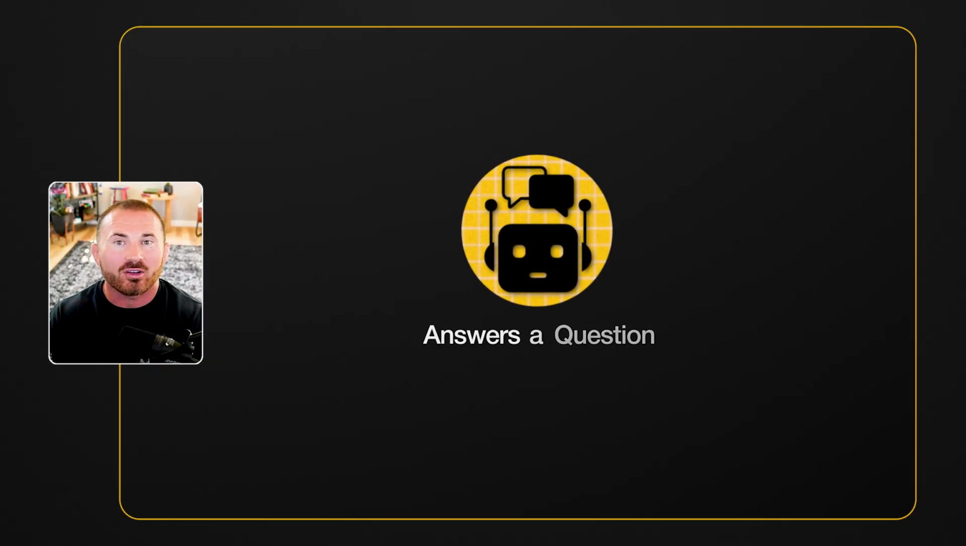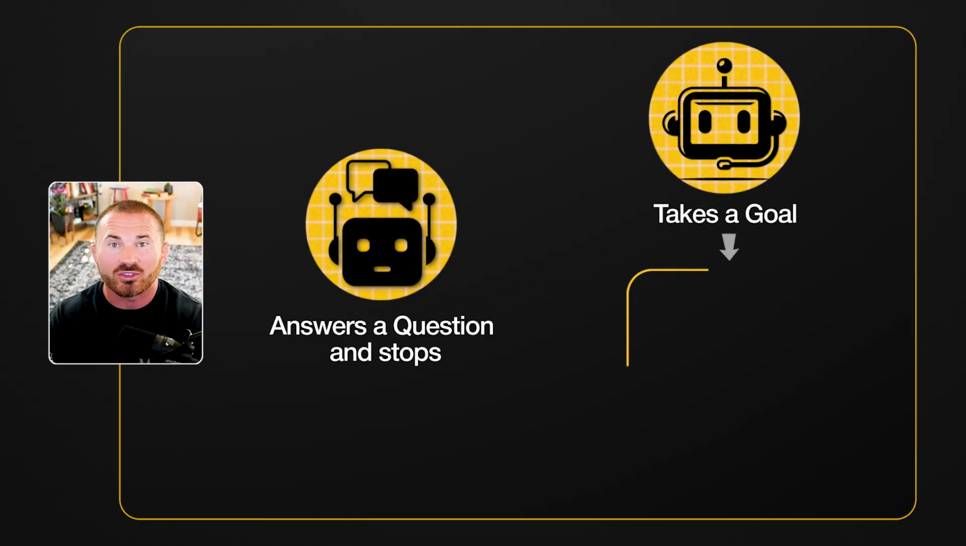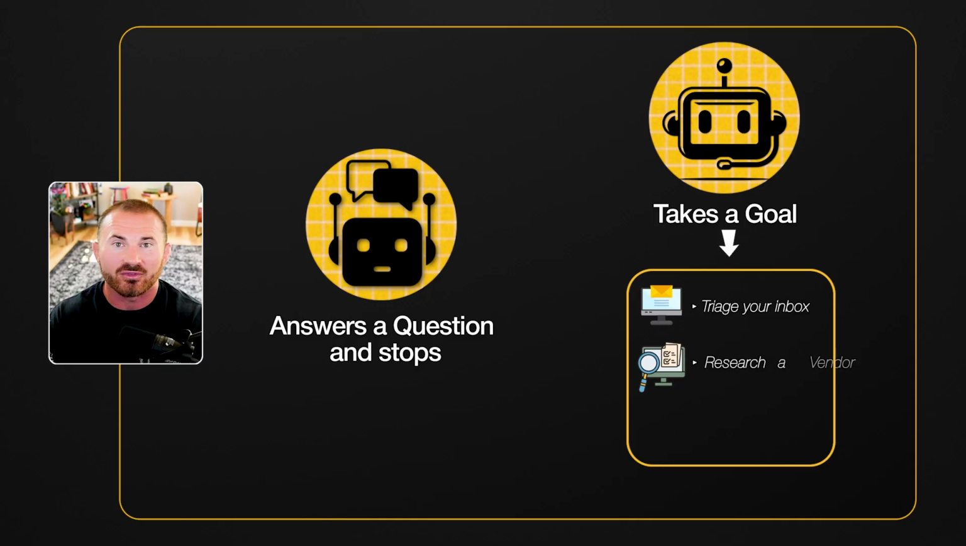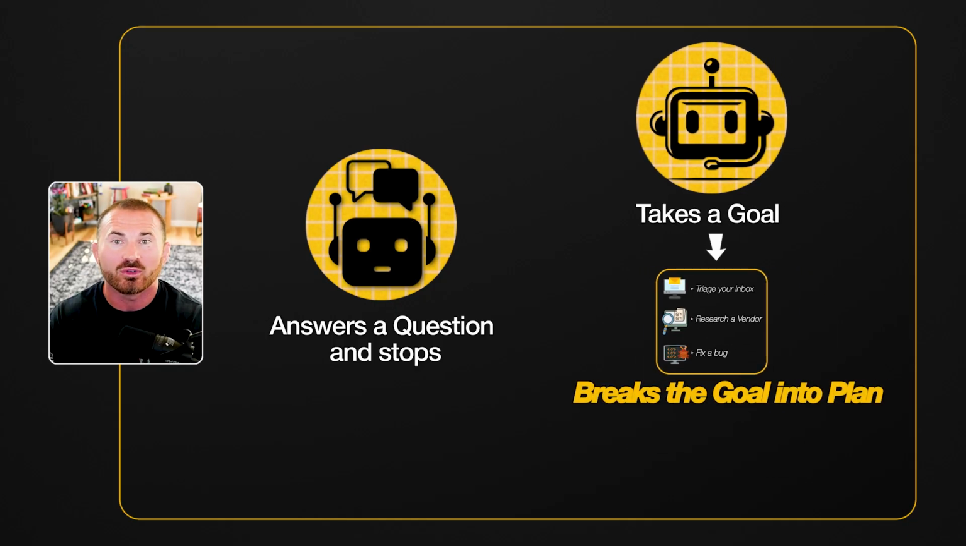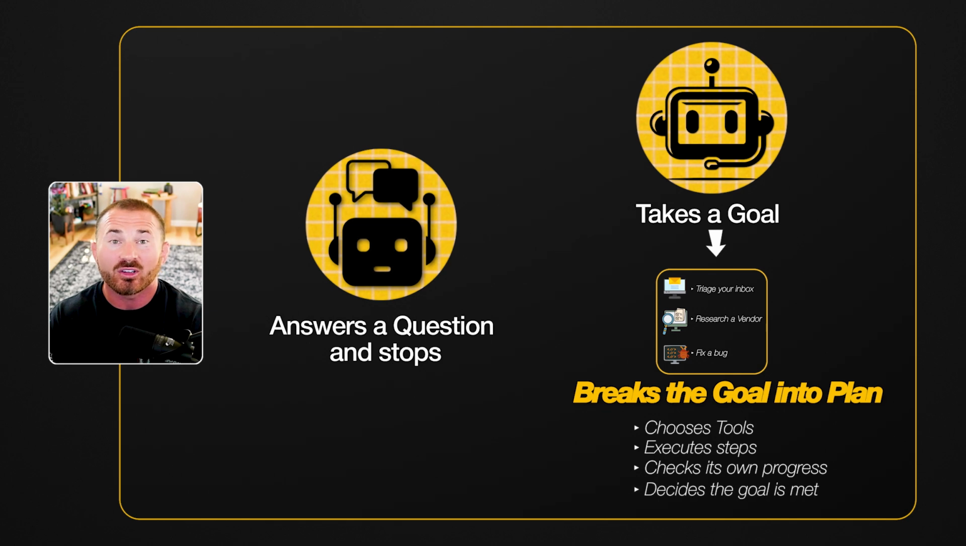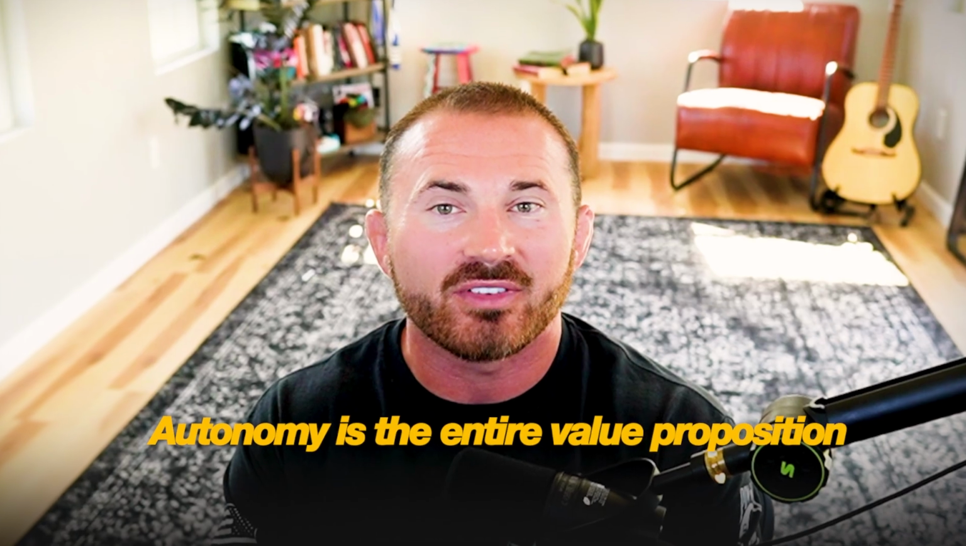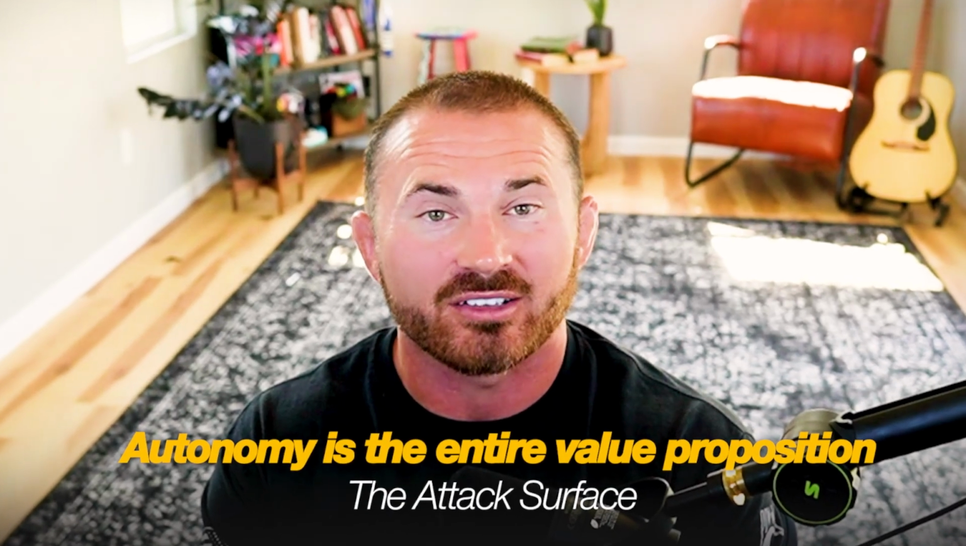A chatbot answers a question and stops. An agent takes a goal. You ask it to triage your inbox, research a vendor, or fix a bug, and it breaks the goal into a plan, chooses tools, executes steps, checks its own progress, and keeps going until it decides the goal is met. The goal steers everything the agent does for the rest of its workflow. That autonomy is the entire value proposition. It is also the attack surface.